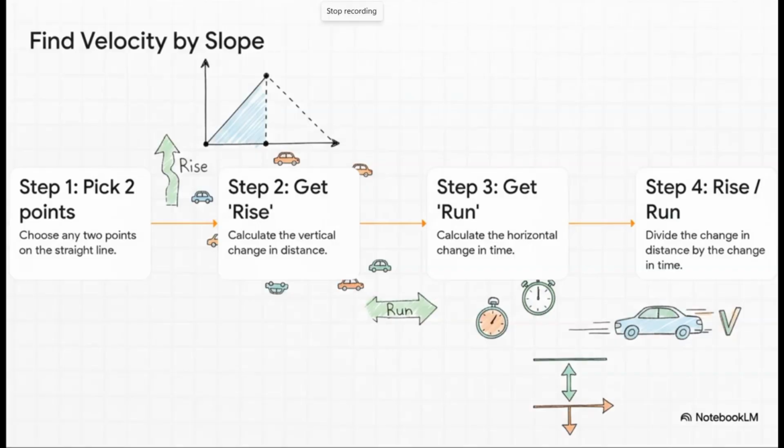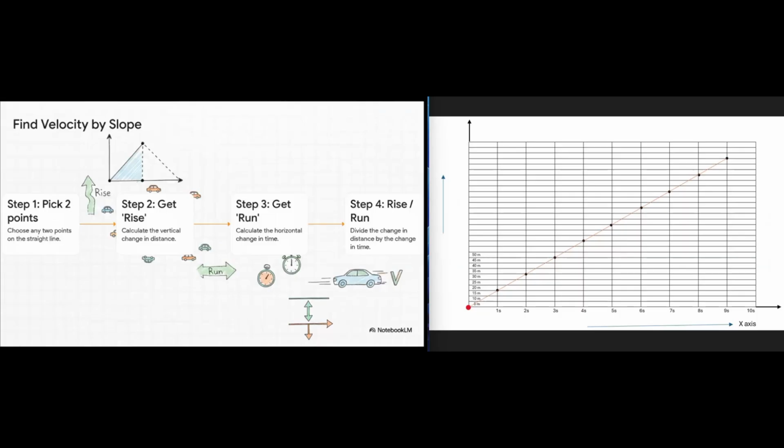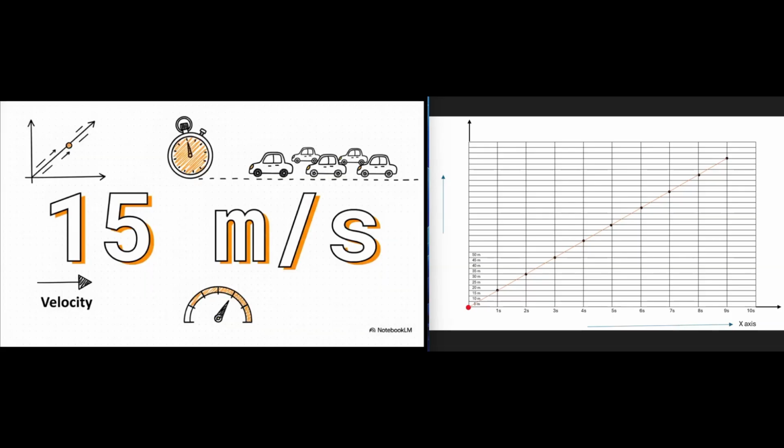So, how do we get the actual number out of this graph? Simple, we find the slope. Just pick any 2 points on that line, doesn't matter which ones. The vertical distance between them, that's your rise, or the change in position. The horizontal distance, that's the run, or the change in time. You just divide the rise by the run, and bam, that's your velocity. And for this particular graph, when you run the numbers, you get 15 meters per second.